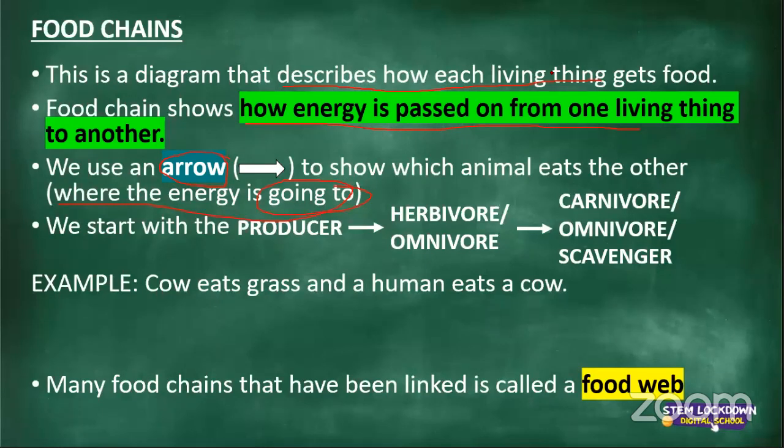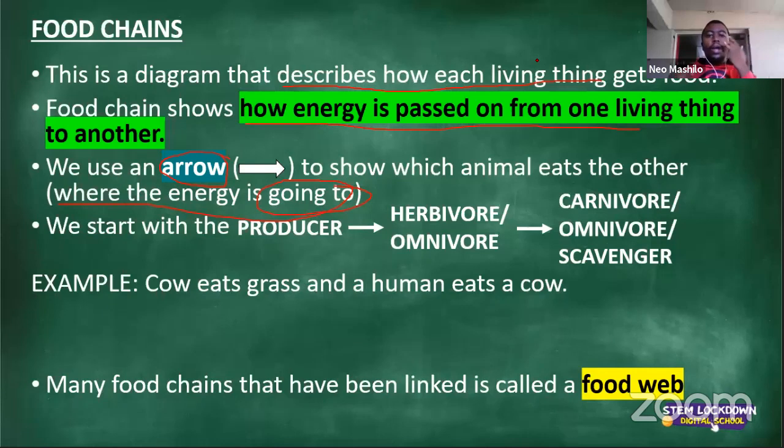So a food chain, remember, is a diagram that describes how each living thing gets its food. A food chain will show us how energy is passed on from one living thing to another living thing. So that's what a food chain is going to do. It will show us this one is eating this one, so the energy is moving from here towards this one. This one is then eaten by this one. The food chain continues to show us the next thing. So that's how a food chain actually works.